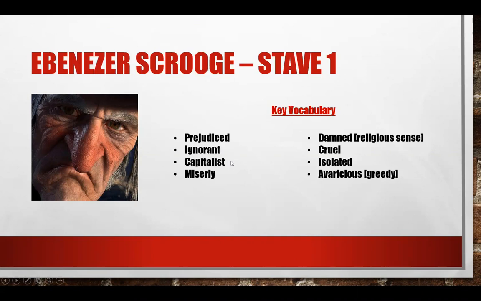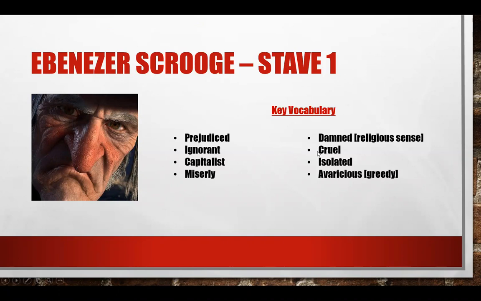Okay, a capitalist is somebody who is in pursuit of their own wealth, and is happy to step over others to get there. It's the idea that you should keep the wealth, and keep making as much money as possible. He's miserly, so that just means that he is quite tight with his money. He's not generous. We see later in stave 1 that he's damned. When Marley comes to visit him, he's chained, he's damned. When he dies, he's not going to get any peace, so he is almost in that hell-like purgatory phase.